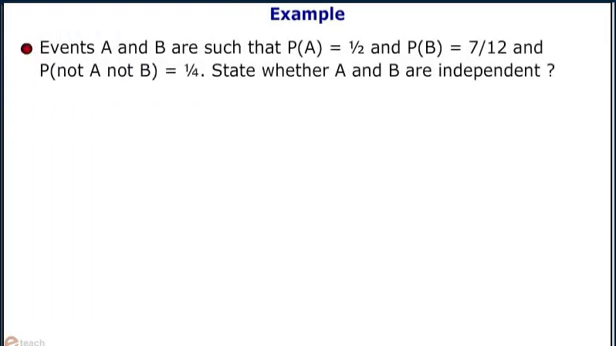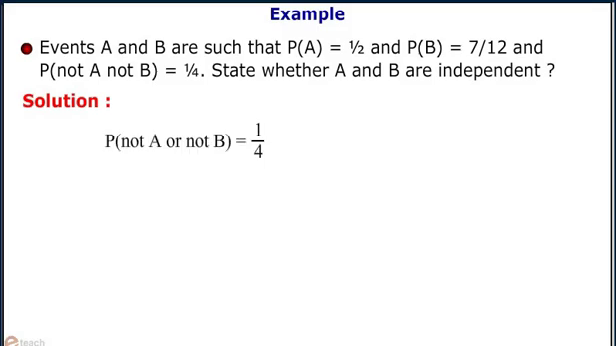Example: events A and B are such that probability of A is half and probability of B is 7 by 12, and probability of not A or not B equals 1 by 4. State whether A and B are independent.